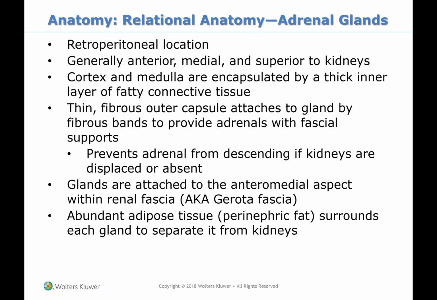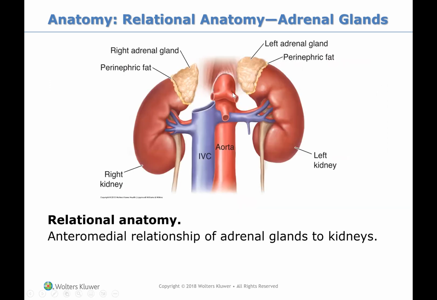The main portions of them are the cortex and the medulla, and they have fatty connective tissue around to protect them. The glands are attached to the anterior medial aspect within the renal fascia, which is the Gerota fascia. So they're adjacent to the kidneys, superior. And here they are. They're anterior medial. So they're like right on top of the kidneys, basically.